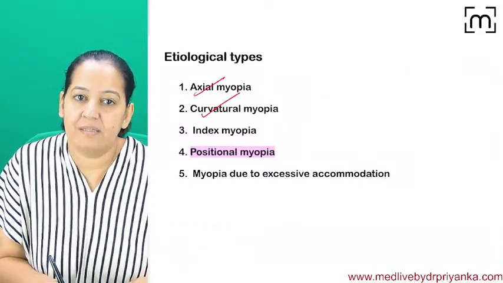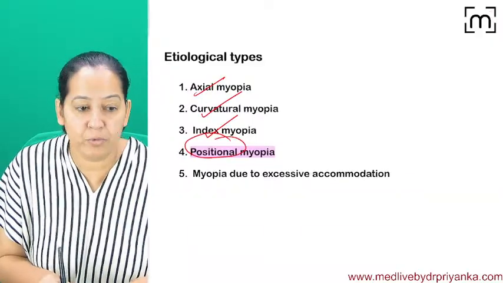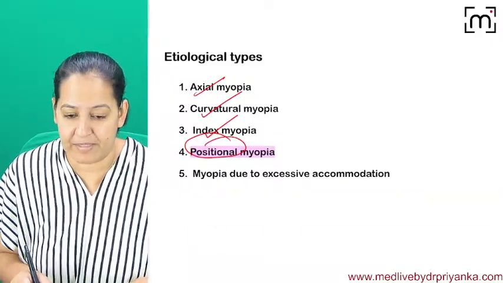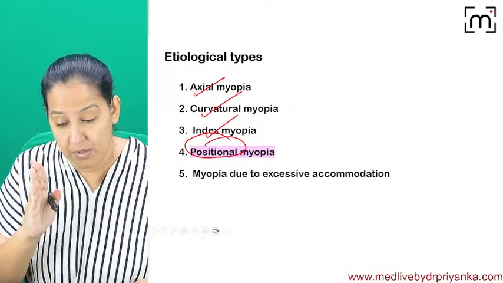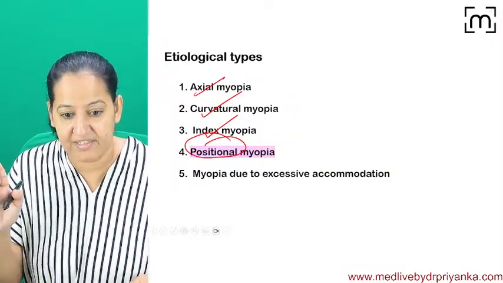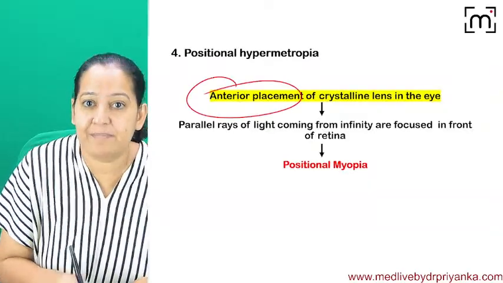Okay, so axial is done, curvatural is done, index is done. The fourth is positional myopia. So in hypermetropia, if you remember, the lens was shifting posteriorly. Here the lens will shift anteriorly. Anterior displacement of the lens.